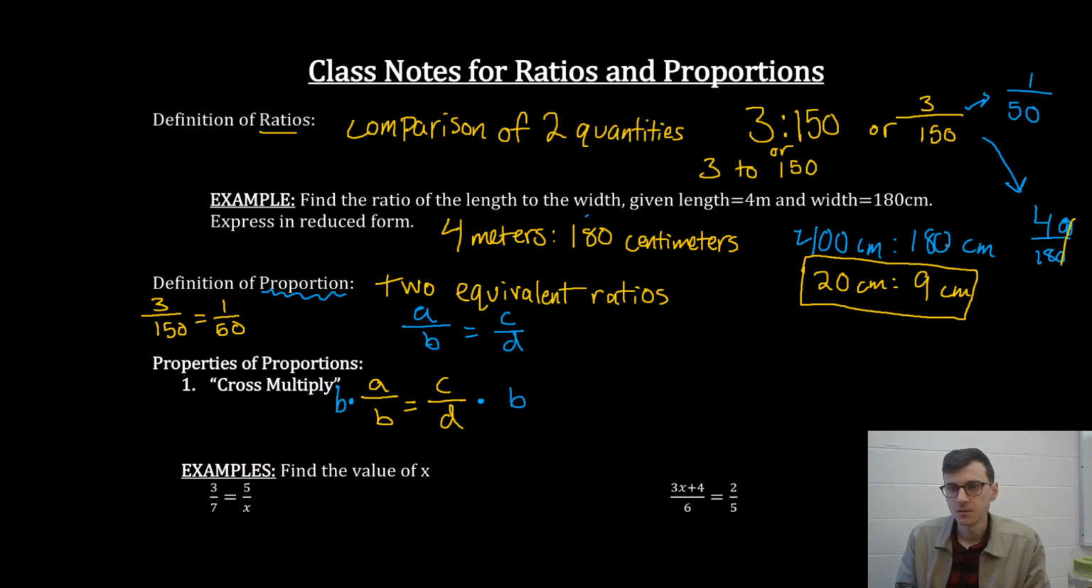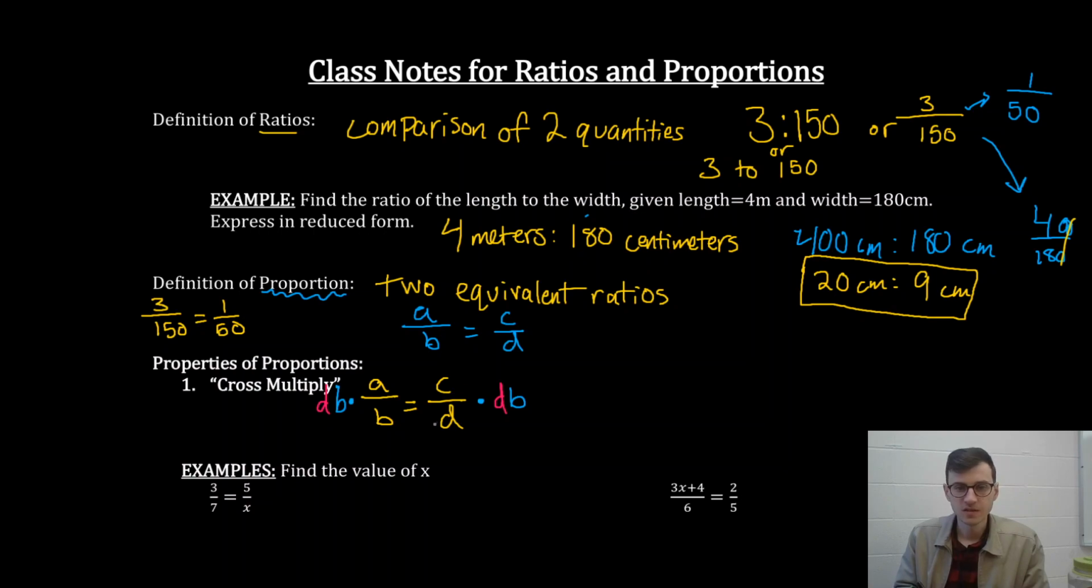Okay, so that would get rid of that denominator. Now, how could I get rid of the denominator on this side where I have c divided by d? Well, if I multiply by d, that'll get rid of that denominator, and what I do to one side, I need to do to the other.